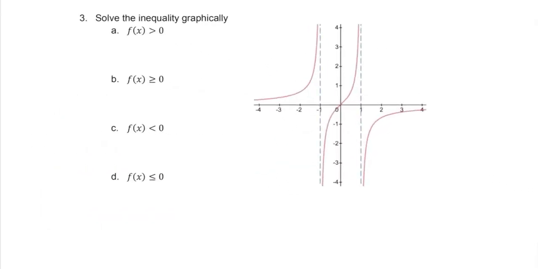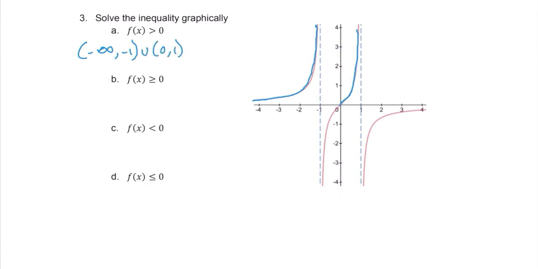Up next, we're looking at a rational inequality this time. Where is f greater than 0? In other words, where is it above the x-axis? This piece is above the x-axis. Again, your answer is in terms of domain or x values. So we go from negative infinity up to -1, that asymptote. And then above the x-axis in this piece, that interval is from 0 to the asymptote 1.